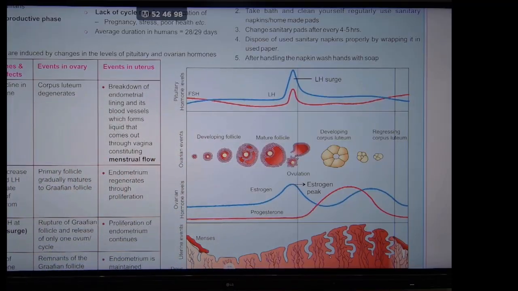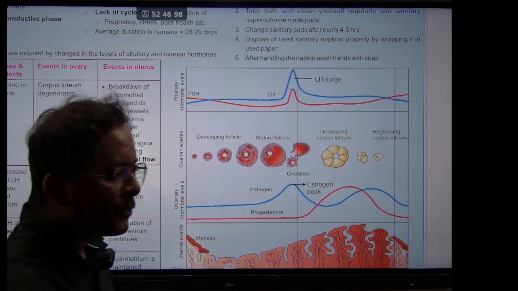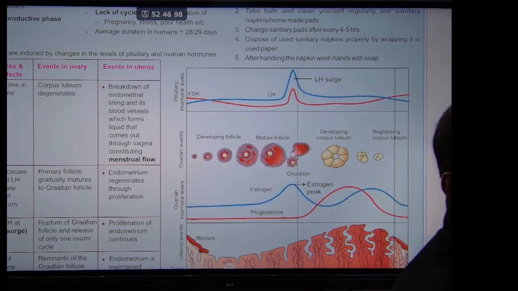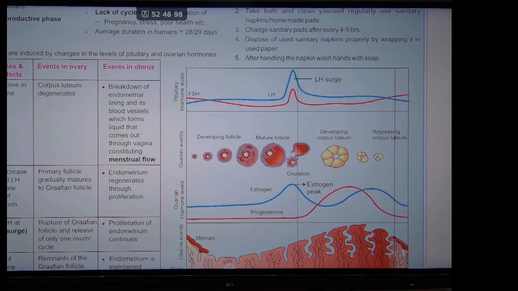Okay? Now, absence of menstruation may be indicative of pregnancy, correct? But it may be due to stress, poor health and poor diet. Also, these can cause the lack of menstruation. Are we clear about this one? Right?